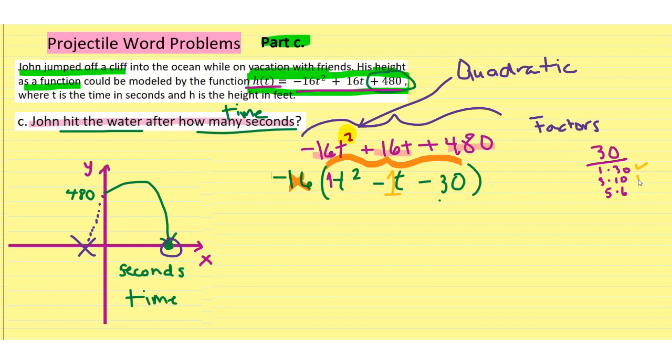No. Can I subtract 3 and 10 or add them and get a 1? No. Can I add or subtract 5 and 6 and get a 1? Yes. So 5 and 6 is going to be my chosen factor pair, and that means that I am going to factor this in this manner.